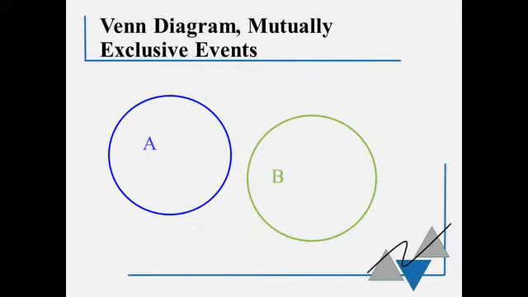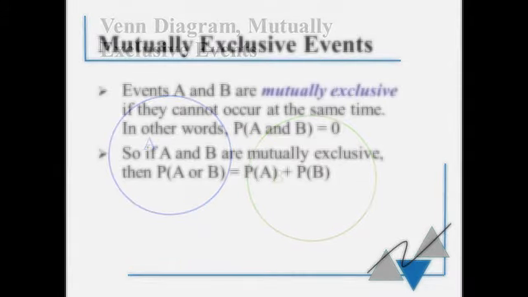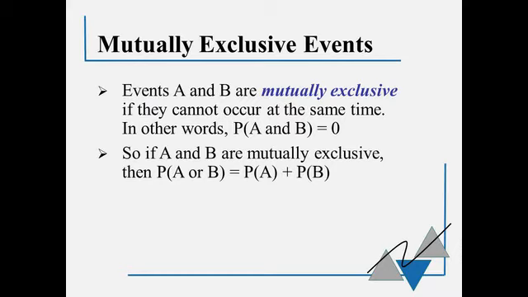Sometimes events are what we call mutually exclusive. They don't overlap. Two events are mutually exclusive by definition when the probability of A and B, that joint probability, is equal to 0. If A and B are mutually exclusive, then the probability of A or B is equal to the probability of A plus the probability of B. If I go to subtract that joint probability, it doesn't matter because that's 0 now.